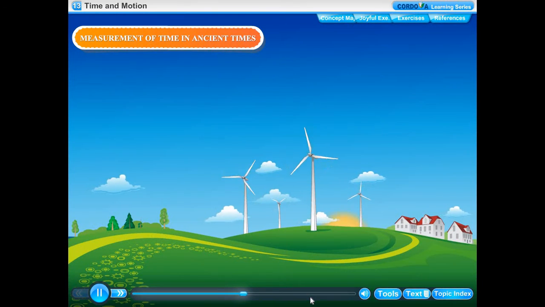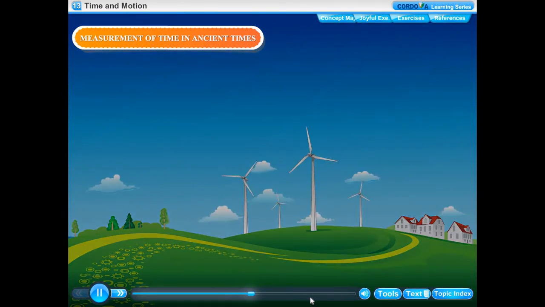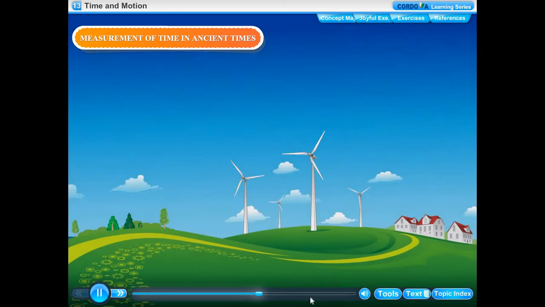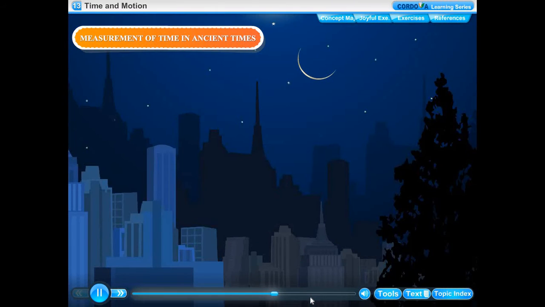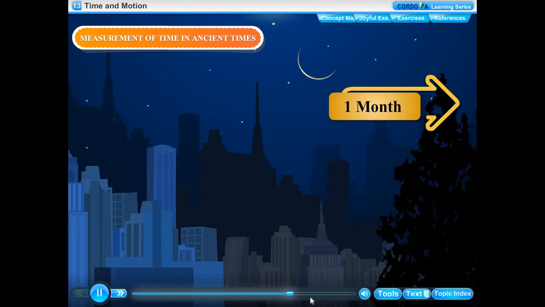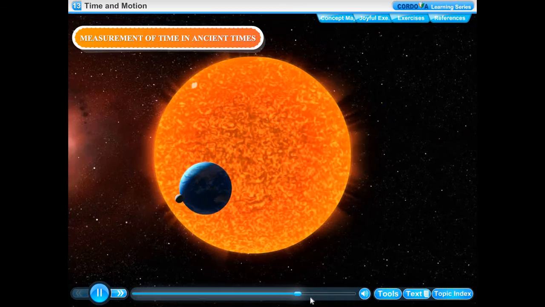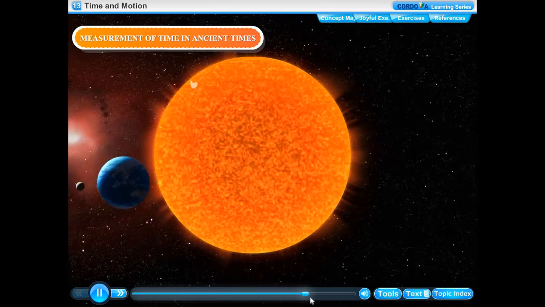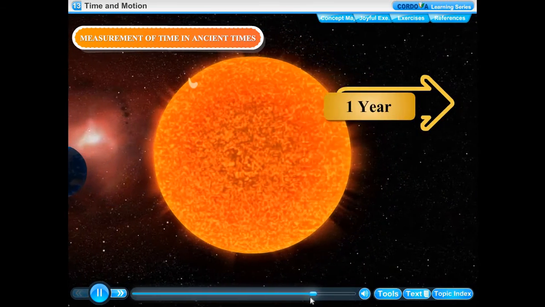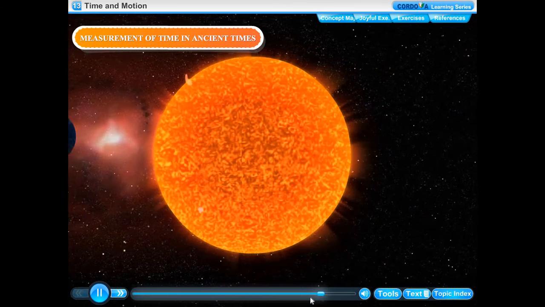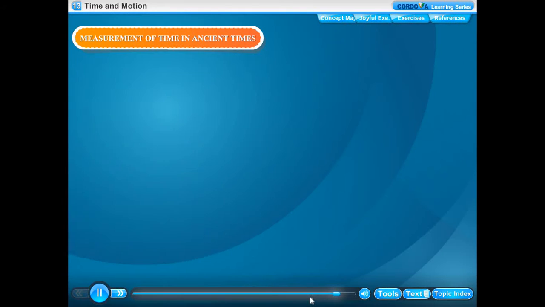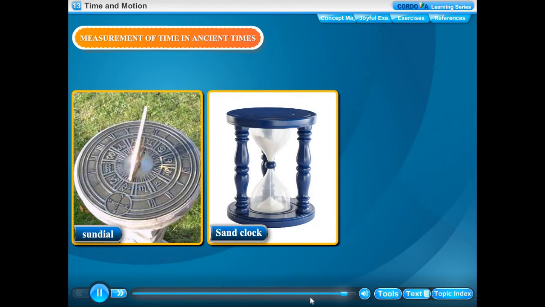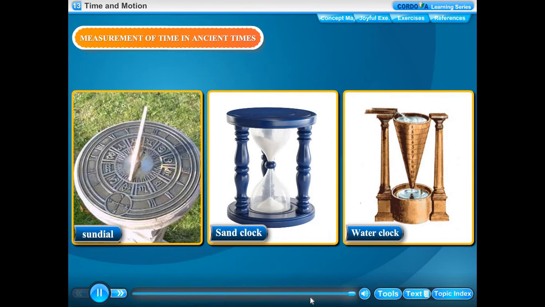For example, the time taken between one sunrise to the next sunrise was called a day. The time taken between one new moon to the next new moon was called a month. The time taken by the earth to complete one revolution of the sun was called a year. Some of the important time measuring devices used in ancient times were sundial, sand clock and water clock.